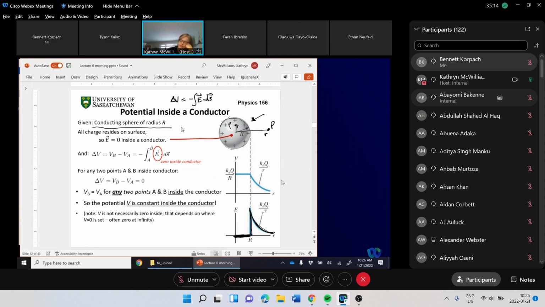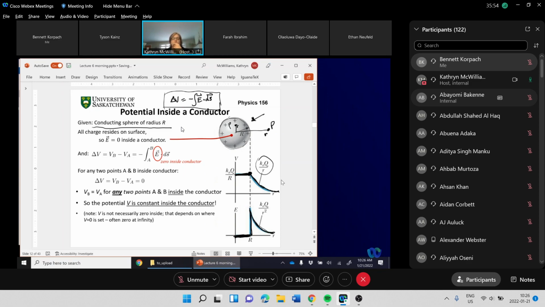So we came in from infinity, and we saw that the potential increased towards the charged object, and it was kq over r. That was our potential, E dot ds. This was the formula we derived last time. So we get to the surface of the sphere, and all of a sudden, E is 0 inside the sphere. So when we do E dot ds, if E is 0, then the potential is not changing. So this becomes a constant at whatever value it reached by the edge of the sphere at radius capital R.